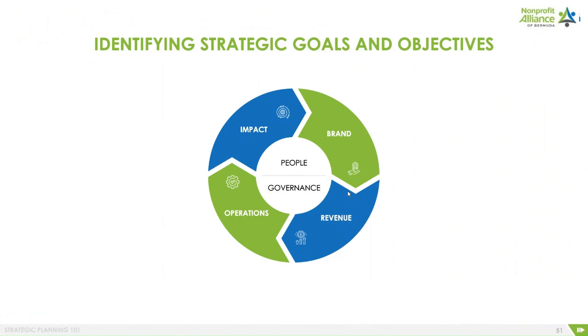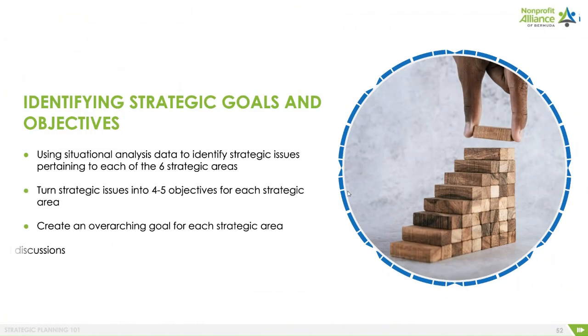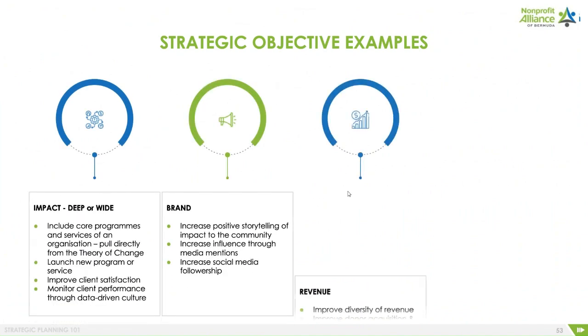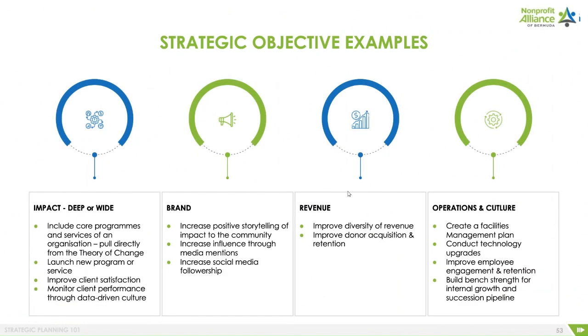Another area of the strategic planning process involves identifying strategic goals and objectives. And remember, you want strategic goals and objectives for your impact, for your brand, your intended revenue, operations, people, and governance. Now let's look at examples of strategic objectives with respect to impact. Are we going deep or are we going wide?